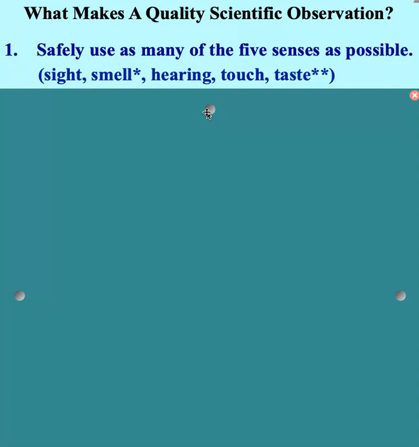Hi, this video is to help you understand how to make quality scientific observations for our science class. The first thing to do is we want to try to incorporate as many of the five senses as possible in our observations. However, not all of the senses are safe to use in the lab. Sight is often one that we will use. However, we need to make sure that we wear our goggles when necessary.